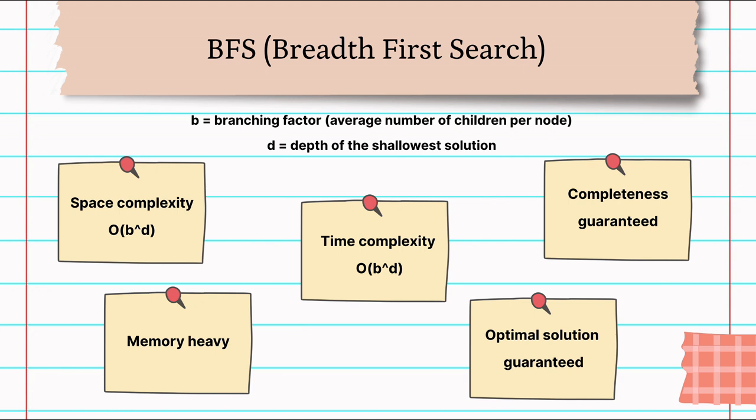But BFS is memory heavy. At depth D, if the branching factor is B, it has to store all B to the power D nodes at that level. This exponential growth causes high memory use. Similarly, BFS time complexity is also order of B to the power D since it expands all nodes up to the depth D.